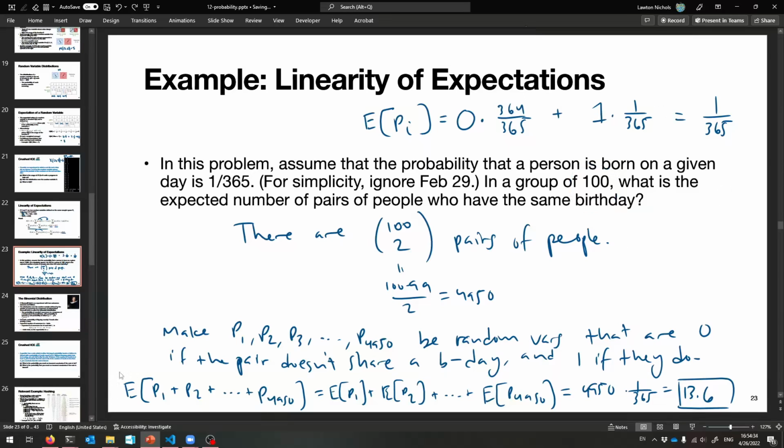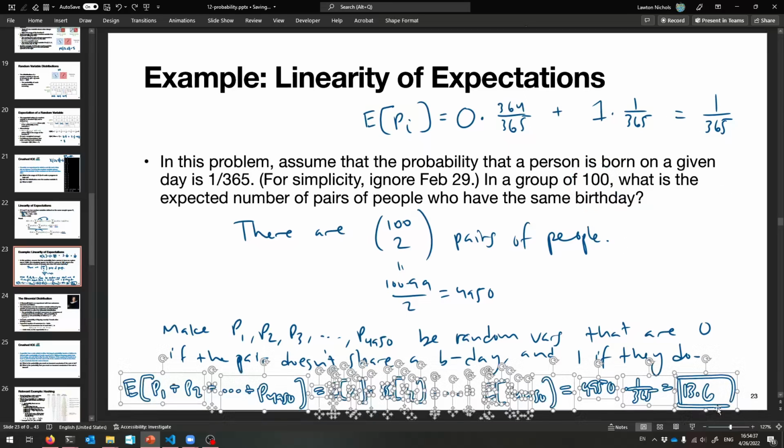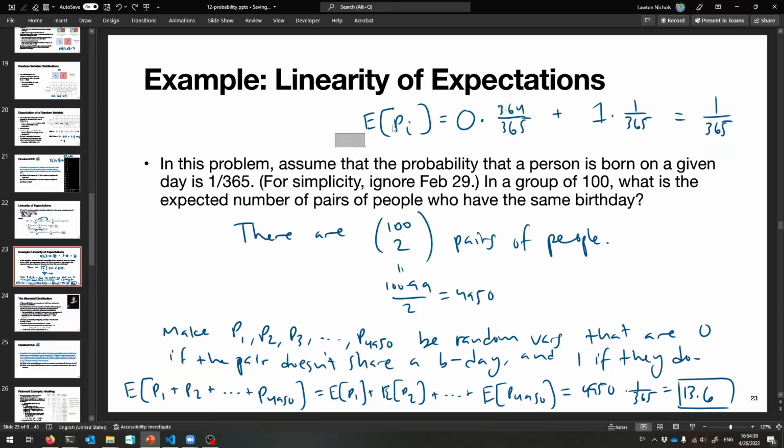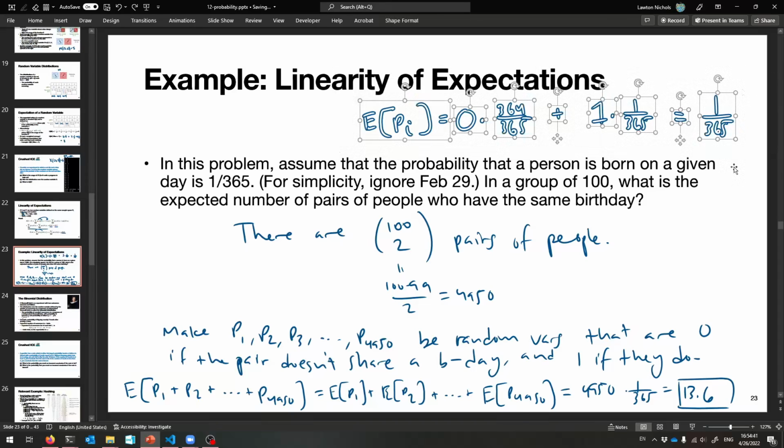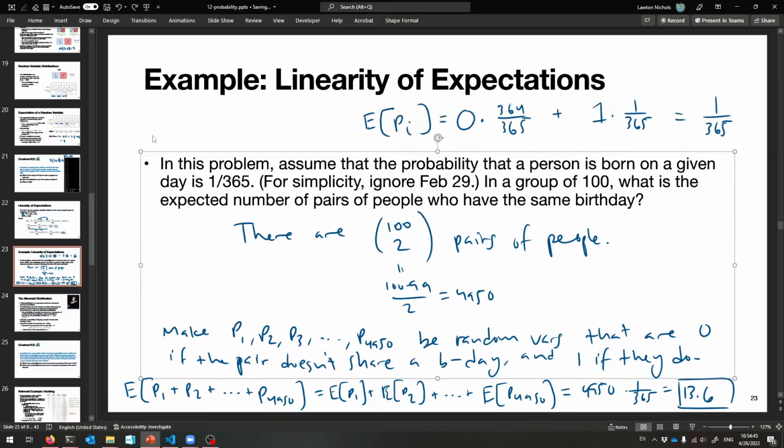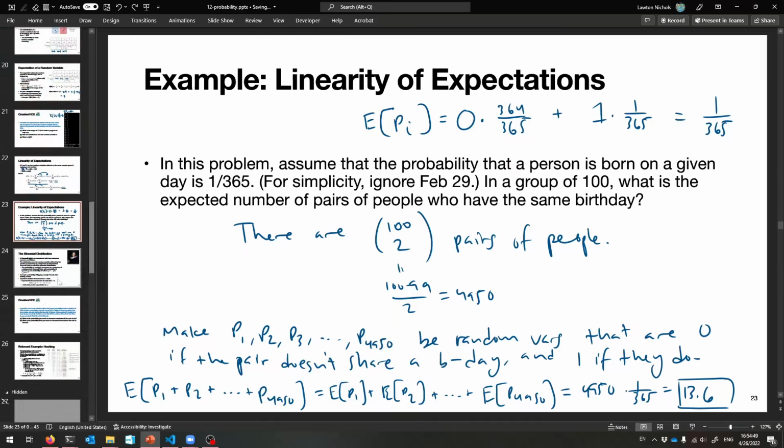And linearity of expectation gave us the answer quite easily. We just needed to notice that it's the same for everybody. This is the expected value of this random variable, set to 1 if they share a birthday and 0 if they do not. Okay? So that's a fun one.